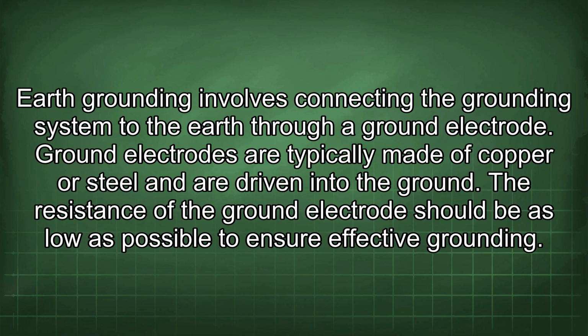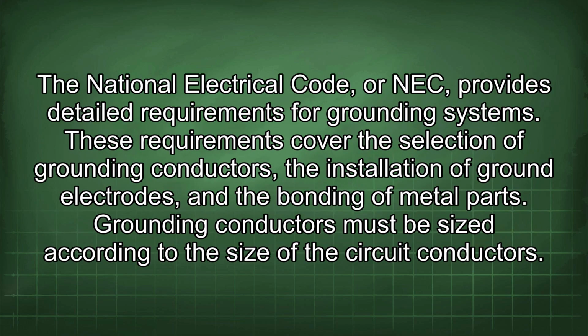Ground electrodes are typically made of copper or steel and are driven into the ground. The resistance of the ground electrode should be as low as possible to ensure effective grounding. The National Electrical Code, or NEC, provides detailed requirements for grounding systems. These requirements cover the selection of grounding conductors, the installation of ground electrodes, and the bonding of metal parts.